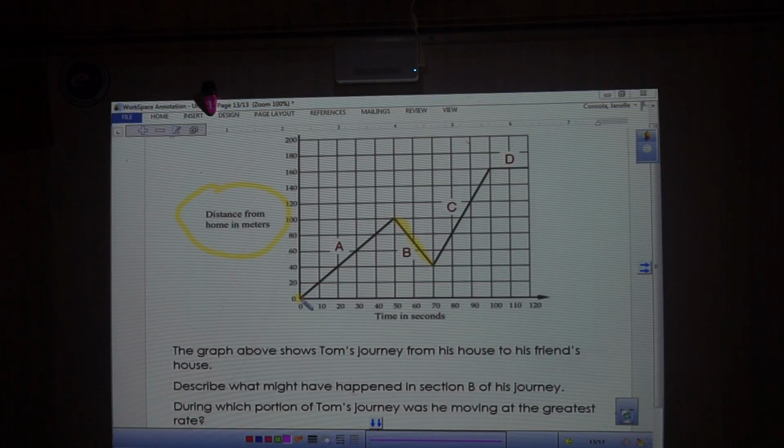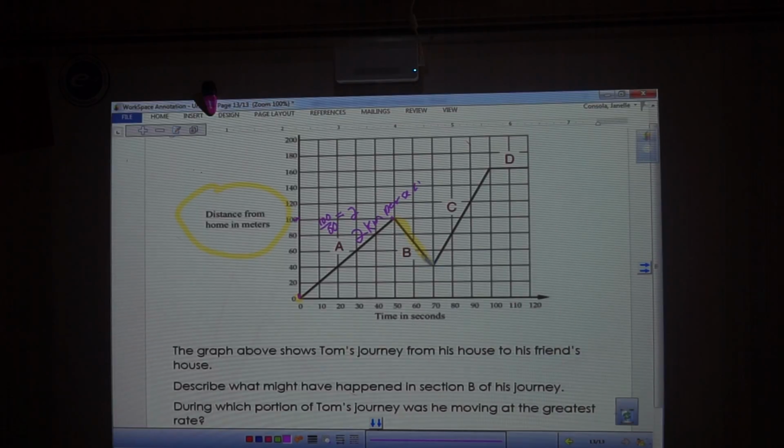Well, let's look at A. We started here and we got here. We rose how many? 100. And we ran 50. So this is 100 over 50, which equals 2. So his rate of change here was 2. 2 kilometers per second.